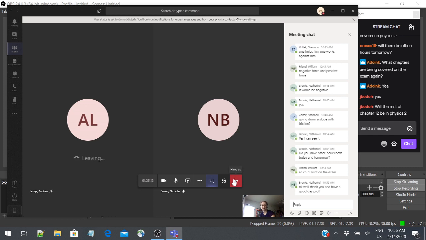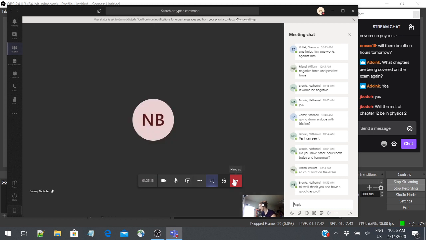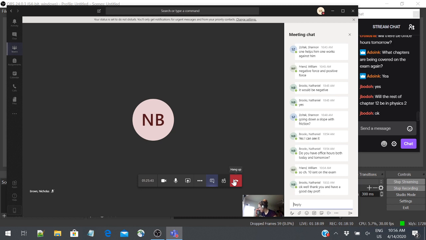No. So will the rest of chapter 12 be in physics 2? No. Physics 2 is, we just hop right to electricity and magnetism. The parts in chapter 12 that are very different, I think you will see in like dynamics maybe, if you're a mechanical engineer. If you're not a mechanical engineer, it's not that important. Angular momentum, really. So we just never get there.